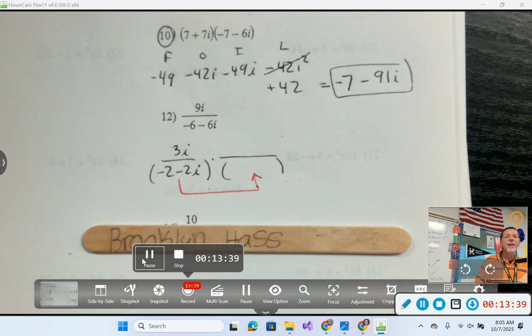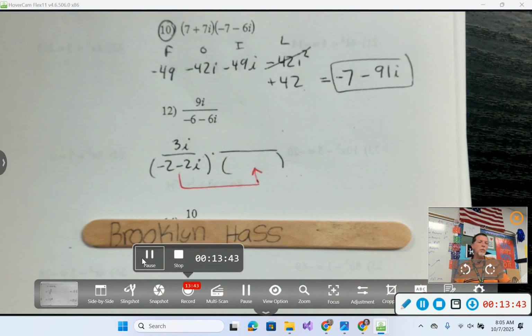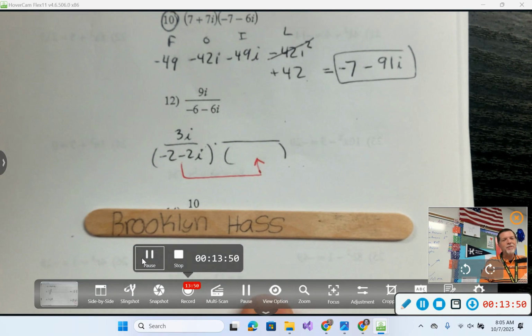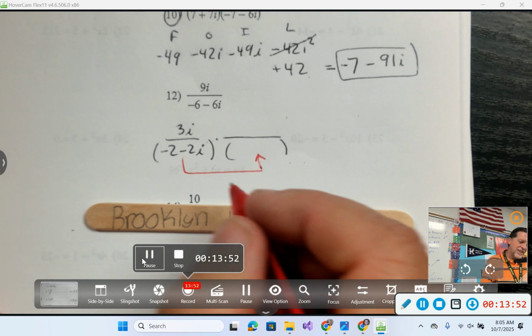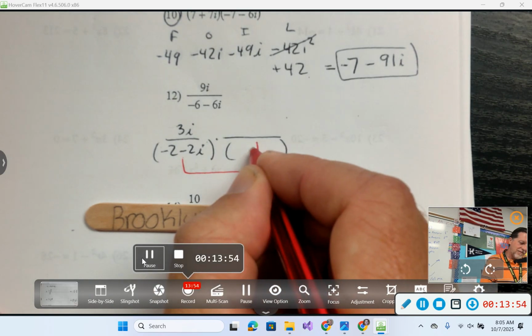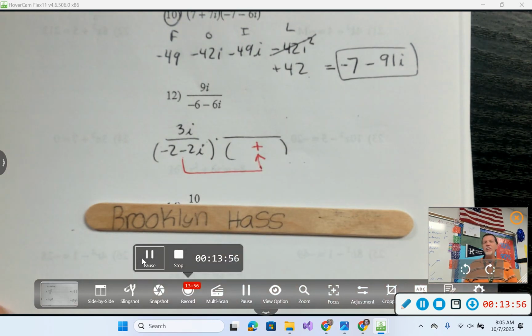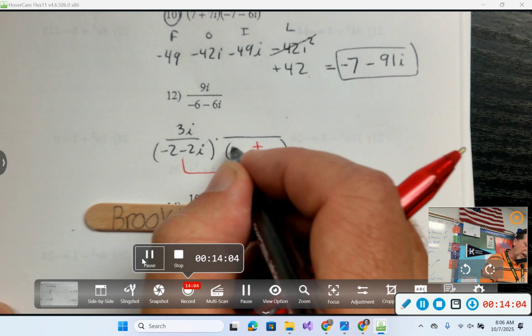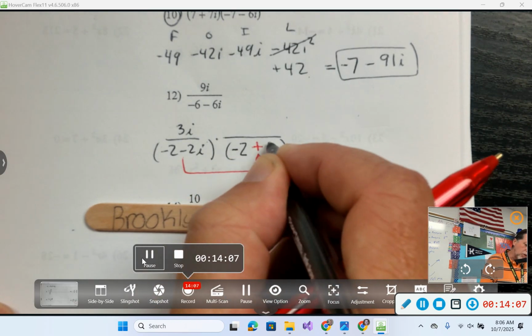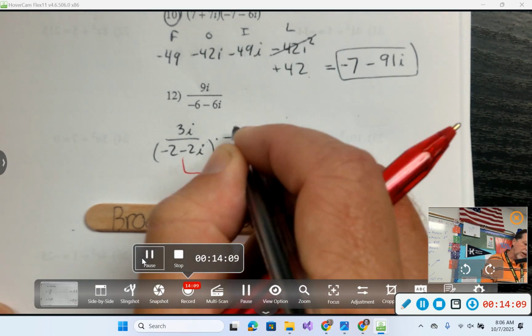Conjugate. Right. You don't have to know the name. It is conjugate. But what do I need to multiply by? It's called the conjugate, but what is it for this problem? Well, careful, because you only change that middle sign. The opposite would suggest you change both signs. So change the middle sign, but that's still going to be a negative 2 and then plus 2i.